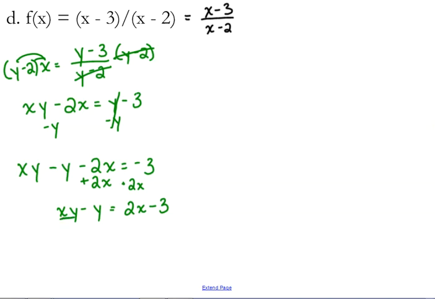But if I look at this as a factoring problem, these two terms that I can't put together do have something in common, though. They both have a y. So I'm going to factor out that GCF of y. When I factor out a y from xy, I'm left with x. When I factor out a y from negative y, I'm left with a negative 1.